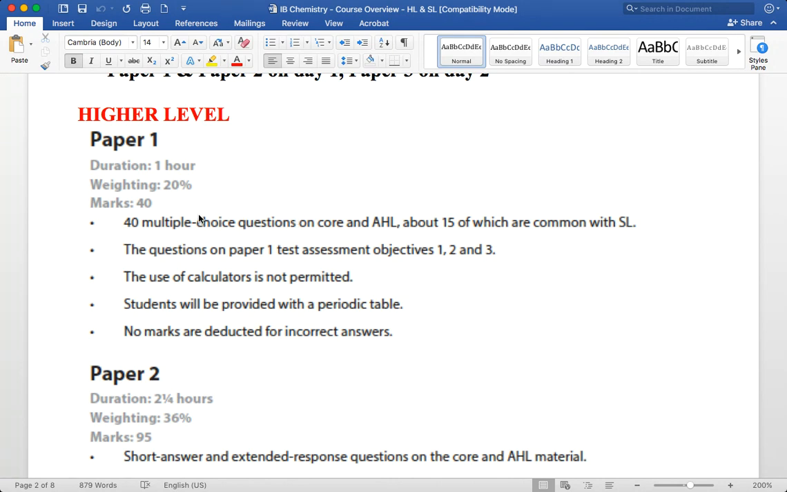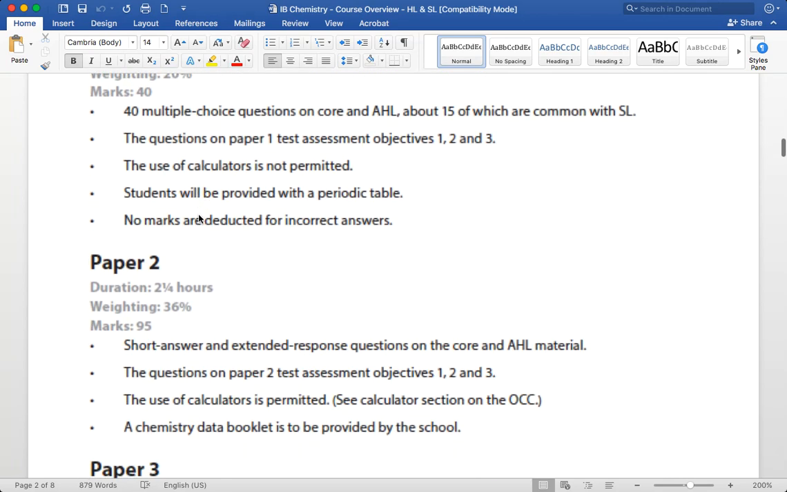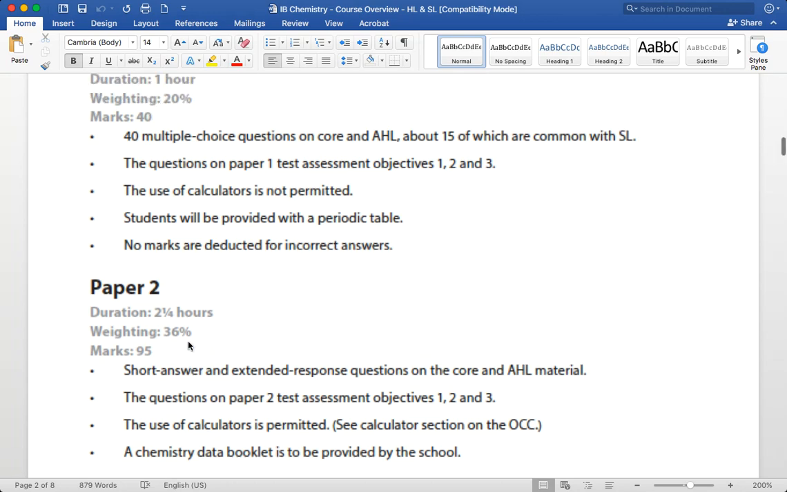It covers all topics from the core syllabus, so not from the option, but from all of those other SL and HL topics. Paper 2 also covers those same topics, only from the core and not from the option. It's a very long paper, 95 marks, and 2 hours and 15 minutes on one paper. So this is short answer, it's calculations, it's some graphing questions, some data interpretation questions.